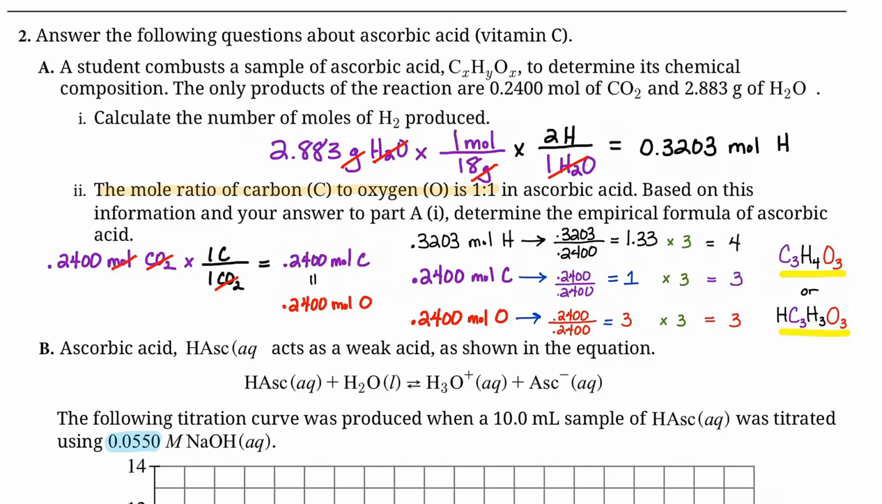Only the products of the reaction are 0.240 moles of CO2 and 2.883 grams of H2O. And you should recognize that combustion, you're burning something. There are only two products, CO2 and water. You should recognize that. And we're taking also the idea that we're going to combust it with oxygen. In any case, they wanted to know the number of moles of H2 that was produced. That's pretty simple to me.